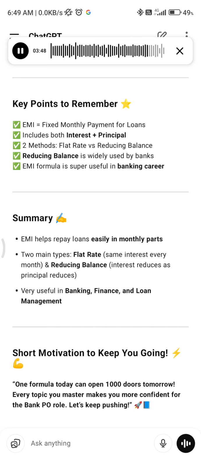Summary. EMI helps repay loans easily in monthly parts. 2 main types, same interest every month, and reducing balance. Interest reduces as principal reduces. Very useful in banking, finance, and loan management.